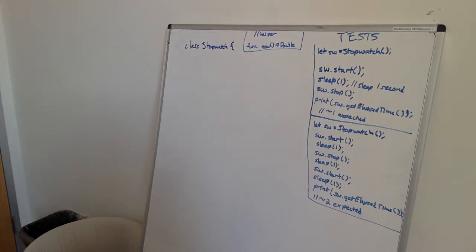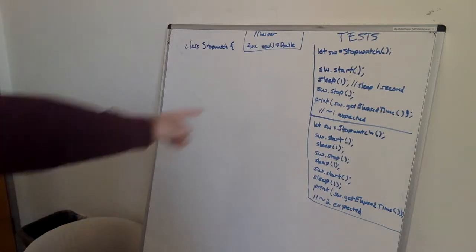Okay. Let's see. So we need some sort of variable to track the total time. And the start is just going to increment that by 1 and sleep 1 second. And just basically loop until you hit the stop. So I'll stop you right there. The looping isn't the direction we want to go.